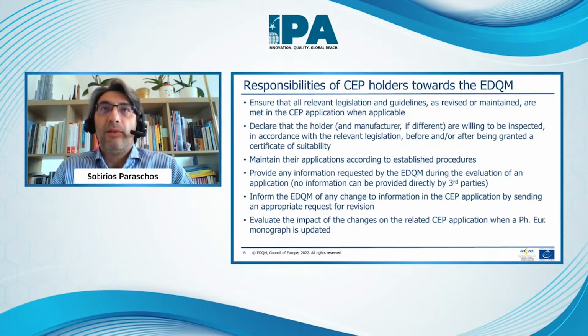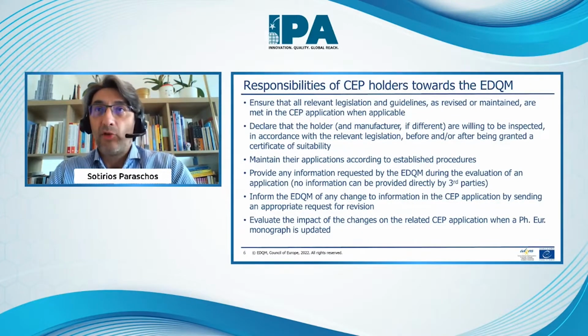So a holder of a CEP should first of all ensure that all the relevant legislation and guidelines, as they are revised or maintained, are met in their CEP application. The holders should declare, and also the manufacturers, if they're different from the holders, which happens frequently, that they're willing to be inspected in accordance with the relevant legislation, either before or after being granted a CEP.